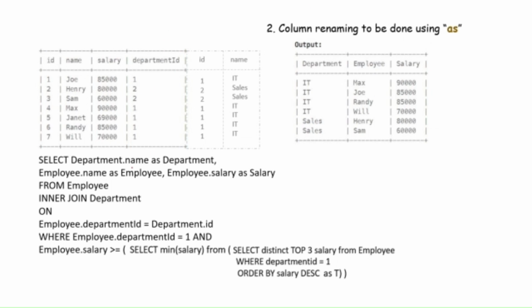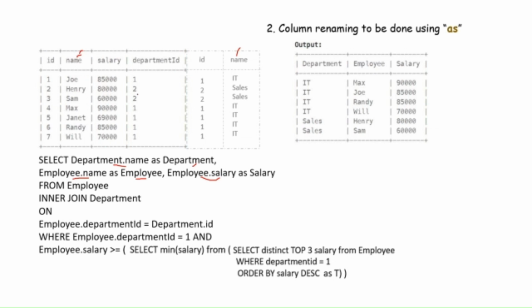Select department.name as department, employee.name as employee, employee.salary as salary, from employee. Okay, I'm stopping right now because why am I using department.name or employee.name here? See, in this join there is one name here and another name here. This stands for the employee and this stands for the department. So if you just write name, the query will get confused. It doesn't know which name to return.